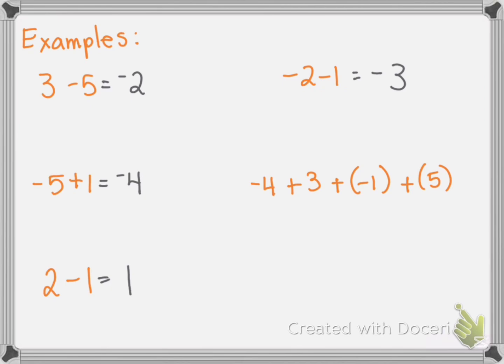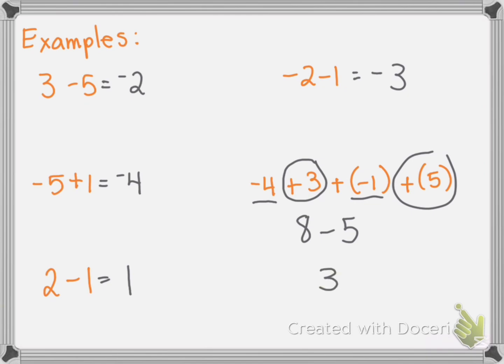In this last example, though, we have several numbers, so what we want to do is first use the first rule. So we're going to add the same signs. So we have 3 and 5. 3 plus 5 is 8. And then we're going to add the negative 4 and negative 1. That's negative 5. And now that we added all the positives and all the negatives, we're going to use the second rule. And the second rule about different signs is that we subtract them. 8 minus 5 is 3. And choose the sign of the biggest. In this case, positive because 8 is positive. And that's it.